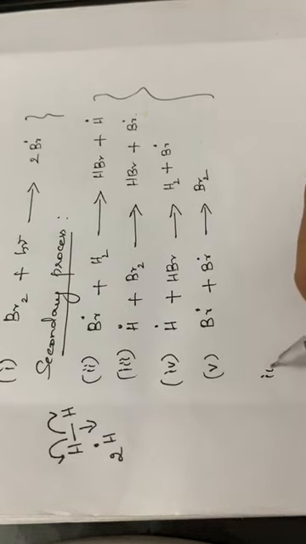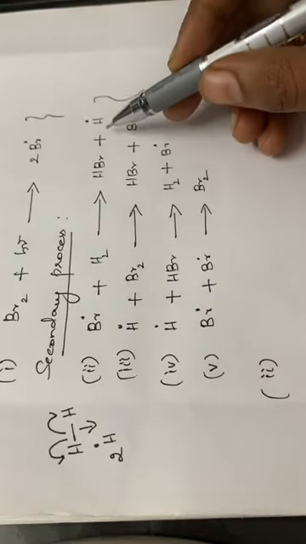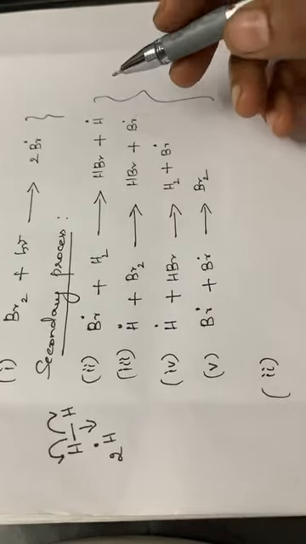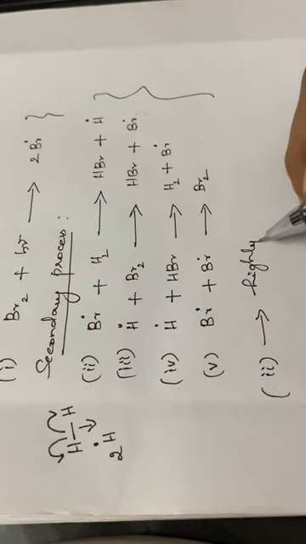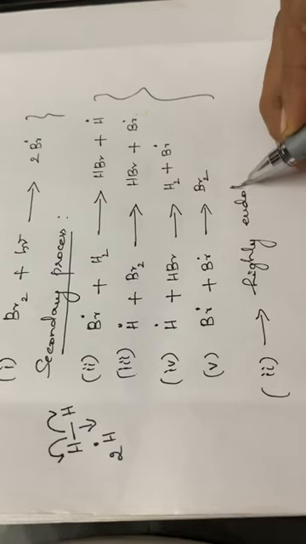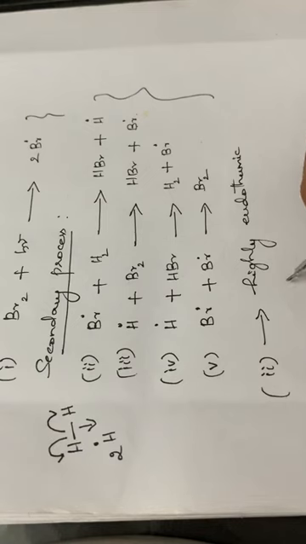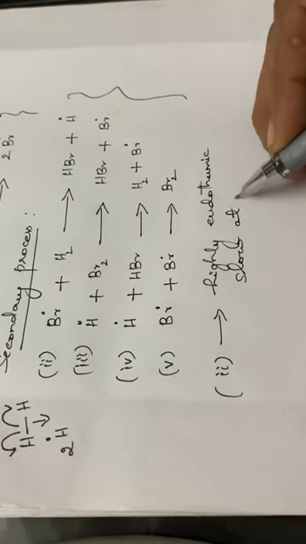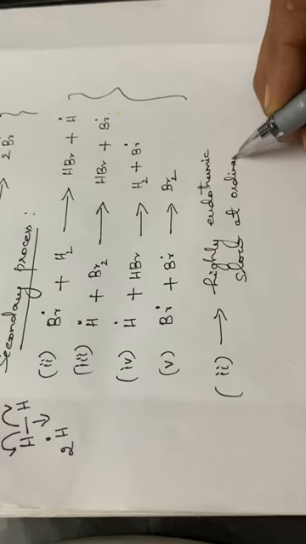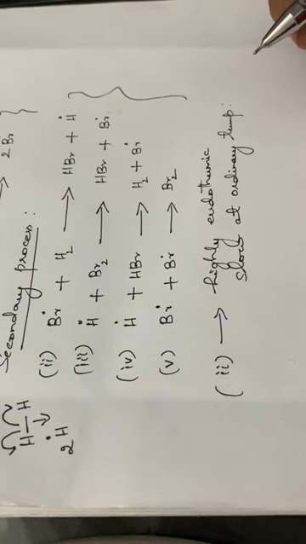See reaction 2: Br radical plus H2 giving HBr plus H. That reaction is highly endothermic, that means heat is absorbed, and the reaction is extremely slow at ordinary temperature. So that is the peculiarity of the second reaction, or the second step.